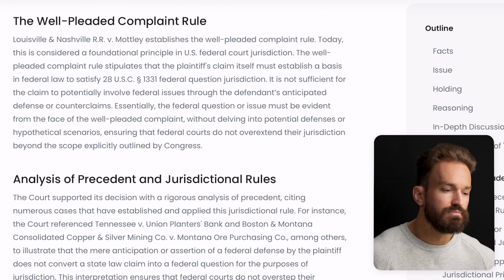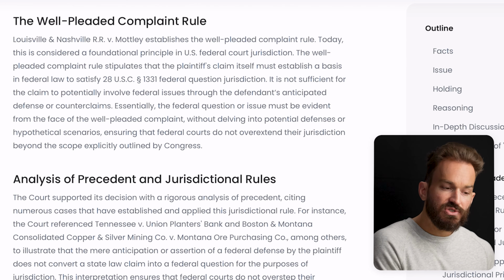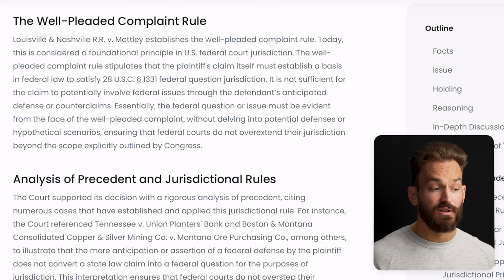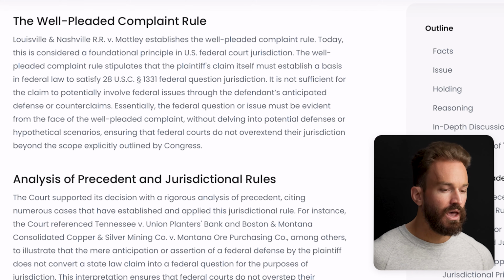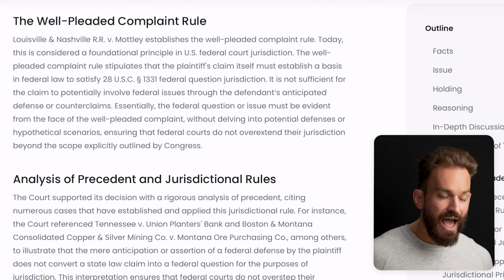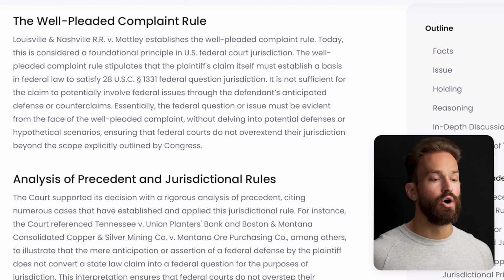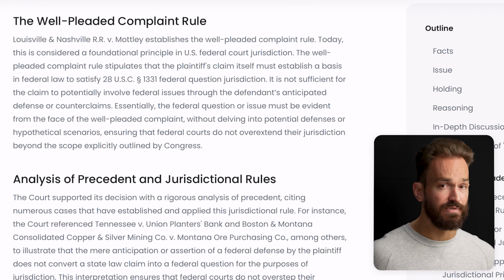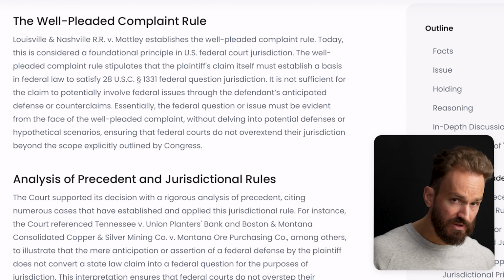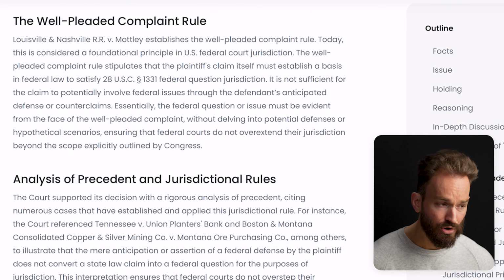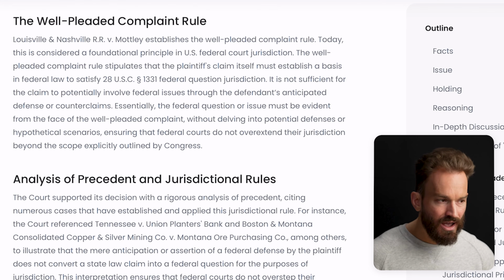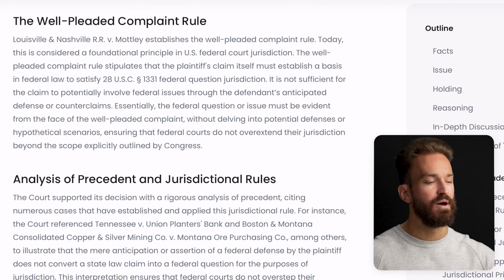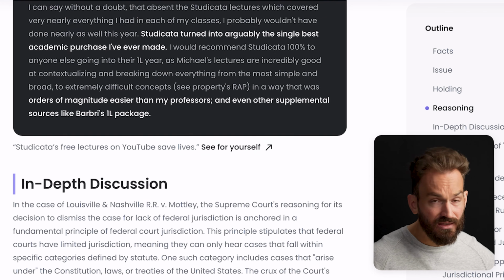And here the court says, look, the Motleys are alleging a pure state law breach of contract claim. Doesn't matter that they're anticipating a defense that's based on federal law. So the federal court there does not have federal question jurisdiction over a state contract law claim. That does not arise under federal law. This is not the type of case that a federal court can hear and decide. That is Louisville and Nashville Railroad Company v. Motley. I encourage you to come and read the reasoning here, the in-depth discussion.